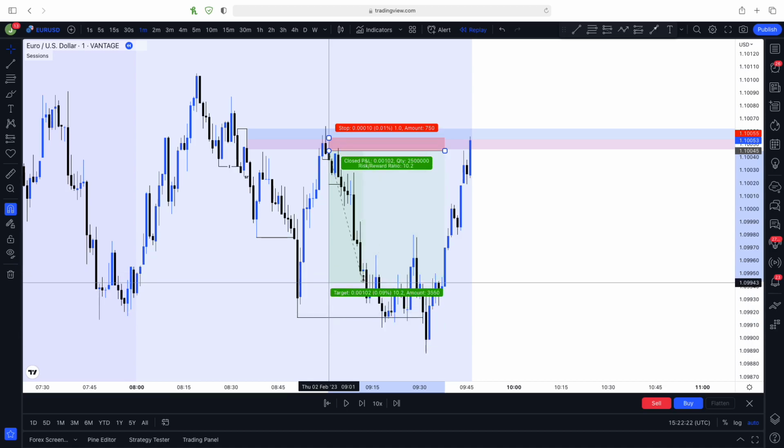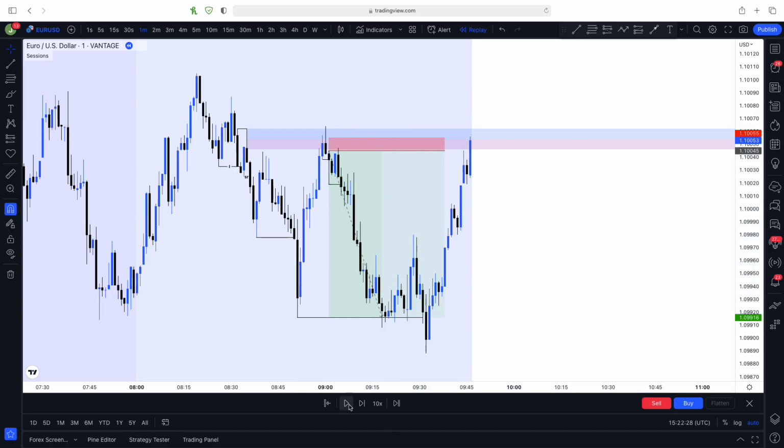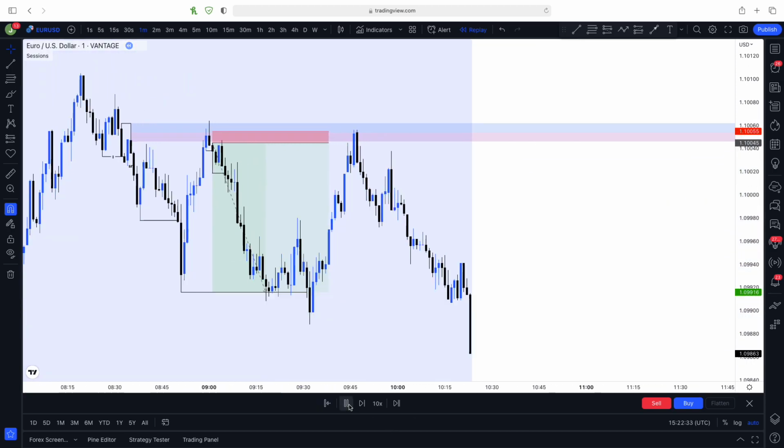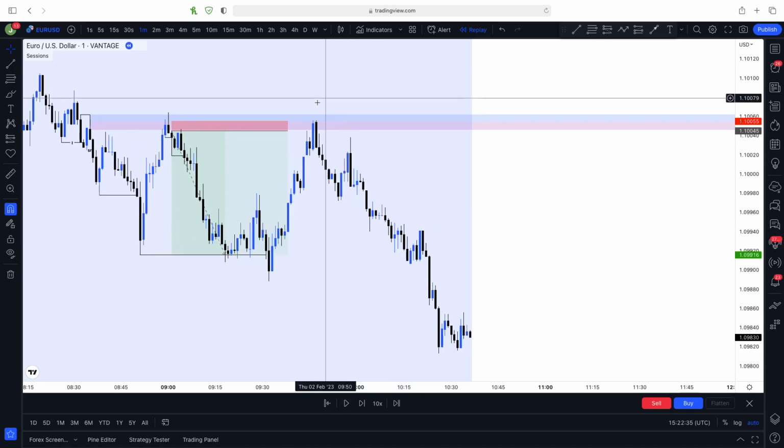9R secured for me at 1 to 10. Could have taken a bit more, but I like to keep it at 1 to 10 consistently. It just works for me. Annoyingly, I believe I actually retested that range and then continued to fall. Yeah, it did. It went on. So a little bit of a frustrating one there, to be fair, but not the end of the world.